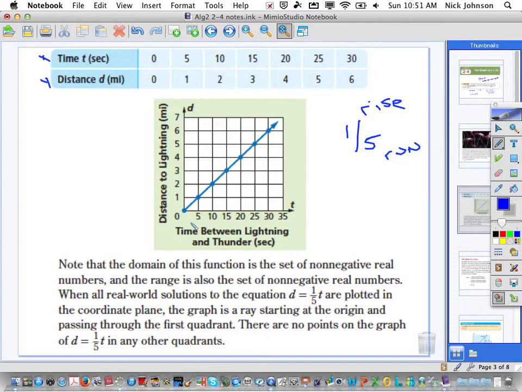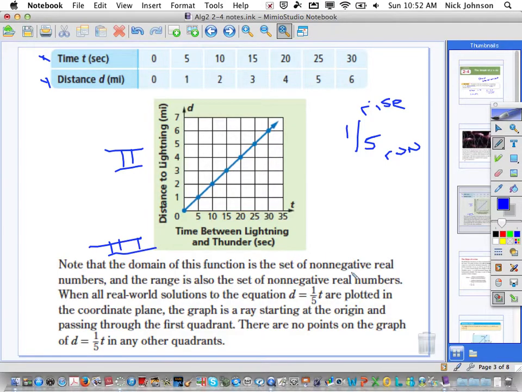When all real-world solutions to the equation d equals 1/5 t are plotted in the coordinate plane, the graph is a ray starting at the origin and passing through the first quadrant. There are no points on the graph d equals 1/5 t in any other quadrants. Why is there nothing in any other quadrants? Well, in order to be in quadrants 2 and 3, 2 up here, 3 on the bottom, we would have to have negative time. Can you have negative time? No. So therefore we can't be in 2 and 3. We're not in 4 because you can't have negative distance. So we're only graphing this first quadrant.